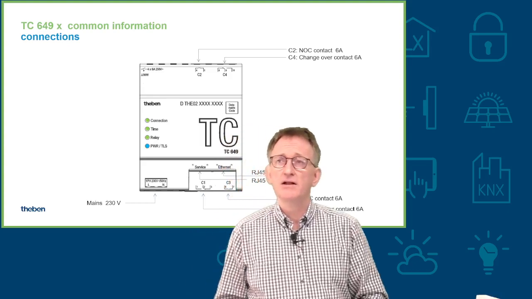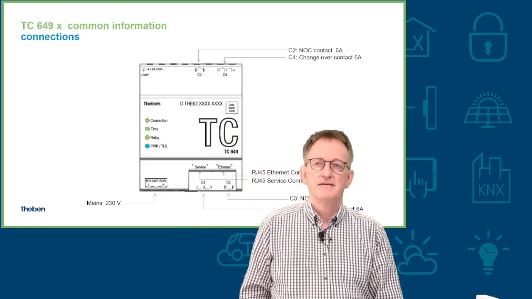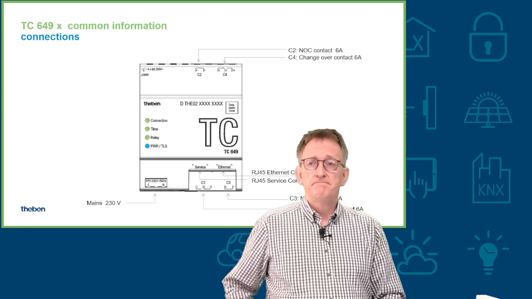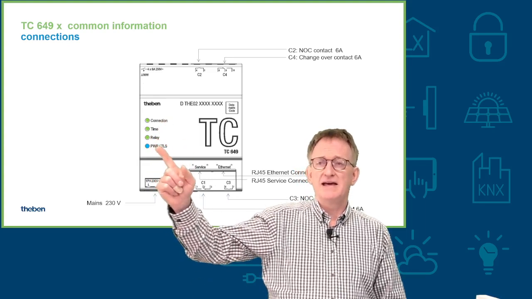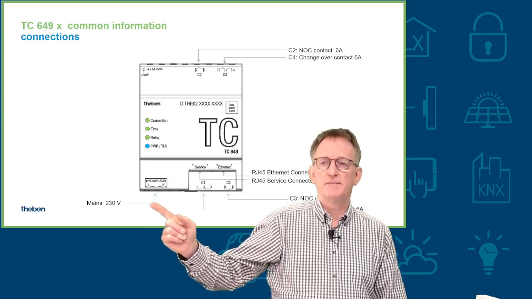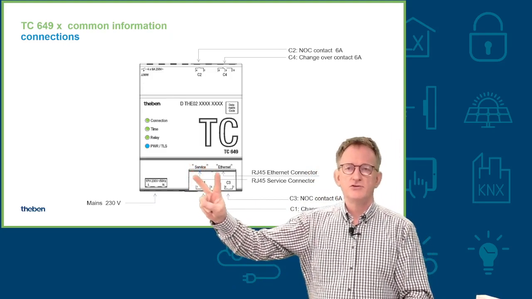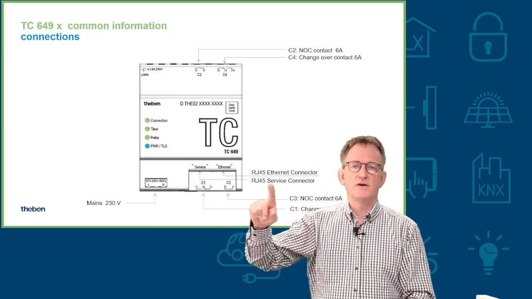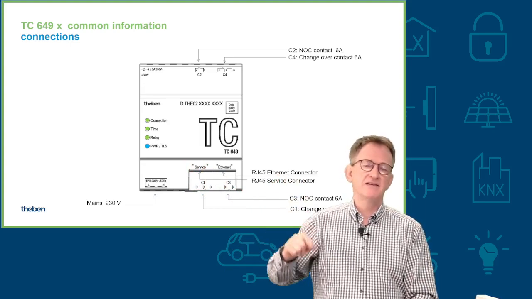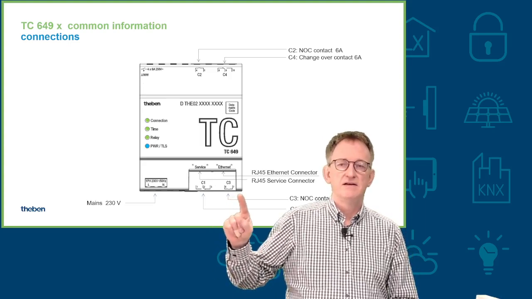Now let's have a look into the details of the TC itself. Very simple. Here we have 4 LEDs. I will explain the LEDs later on. Then here you have the connector for mains, 230 volts. And we have here 2 networking connectors. One is the service connector, one is the Ethernet connector. I will explain later on the difference between these 2 devices.